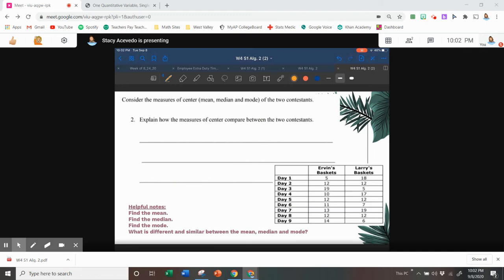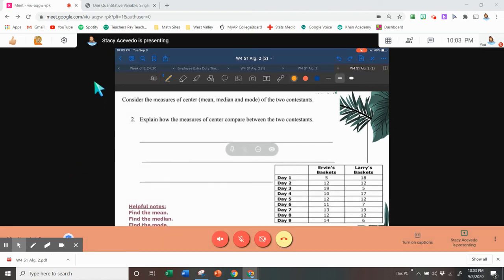So for 2, consider the measures of center, mean, median, and mode of the two contestants. Explain how the measures of center compare between the two contestants. Just some helpful notes: I would find the mean, the median, and the mode, and find what's similar and different.